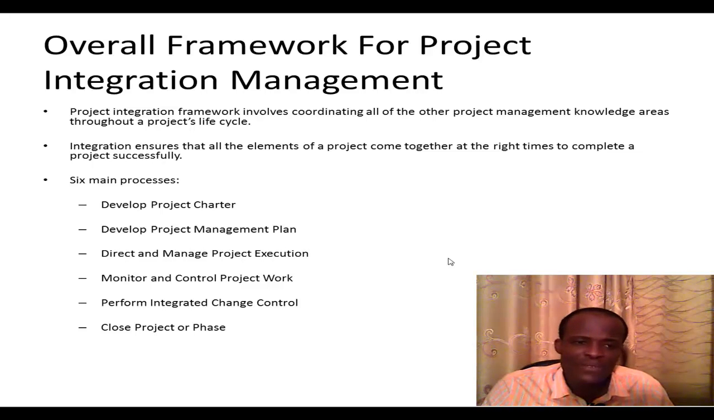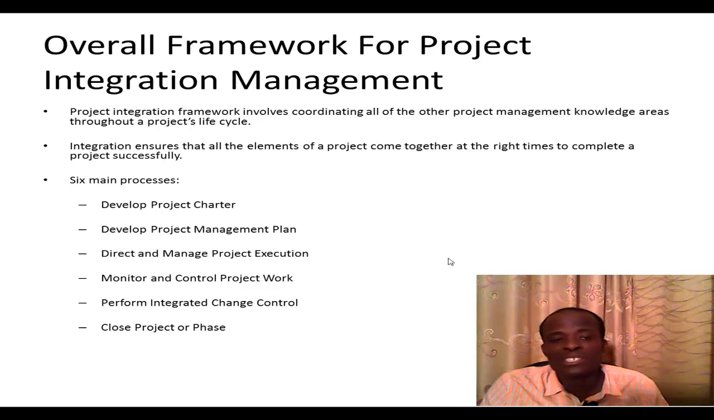So let's first start with the overall framework for project integration management. As I said earlier, integration management is so important in the project manager's job. It involves coordinating all the other project management knowledge areas throughout the project's life cycle. It ensures that all the elements of the project come together at the right time to complete the project successfully.